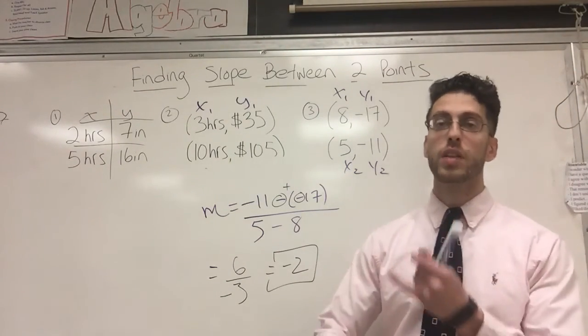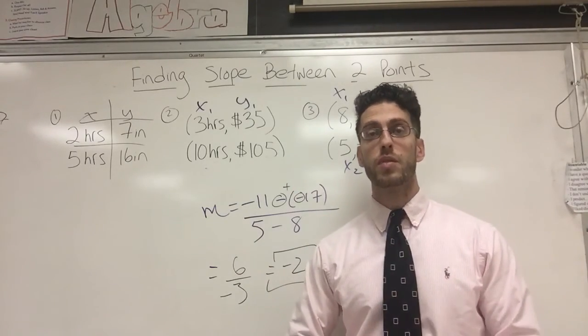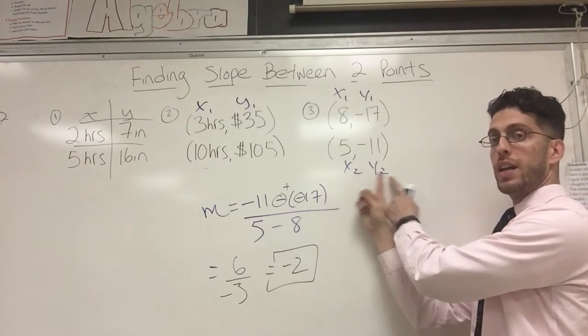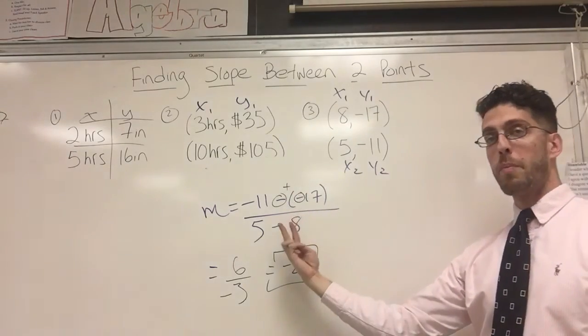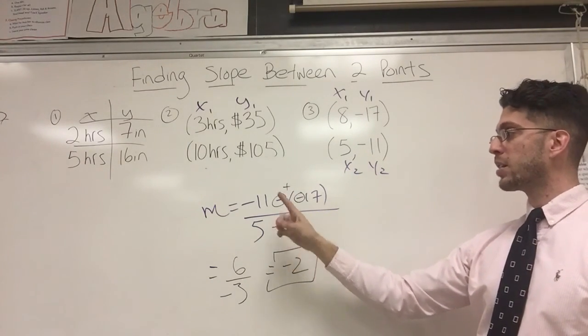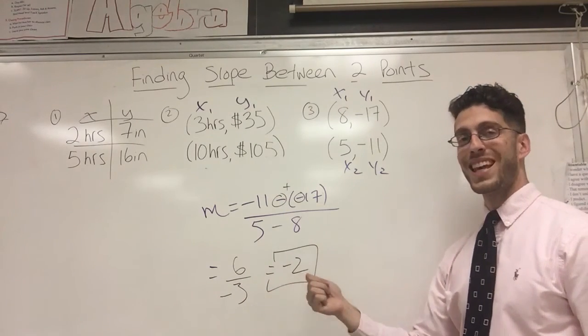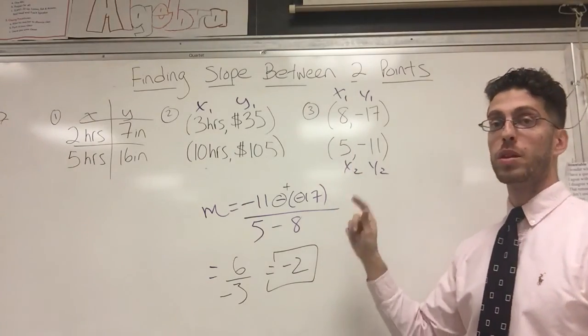That's how you handle it in real life situations, on a graph, or just straight up numbers. Don't be scared of negative numbers. If you labeled it backwards and you said this is x1 and this is y1 and this is x2 and this is y2, everything would be backwards, which would make the top answer negative and the bottom answer positive, which would give you the same exact final answer. So don't be scared if you label it backwards.